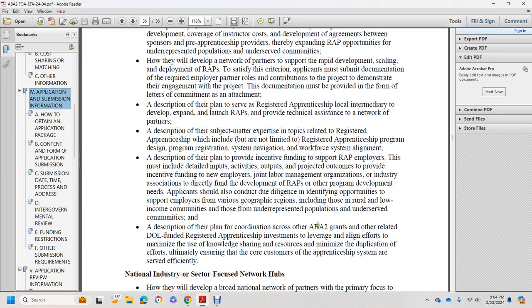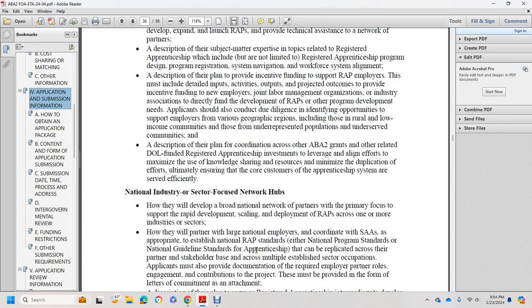And a description of how they will coordinate across the Apprenticeship Building America Round 2 grants and related Department of Labor Registered Apprenticeship investments. Leverage and align efforts for maximum use of resources and knowledge sharing to minimize duplication of efforts, ultimately ensuring the core customers of the apprenticeship system are served efficiently.